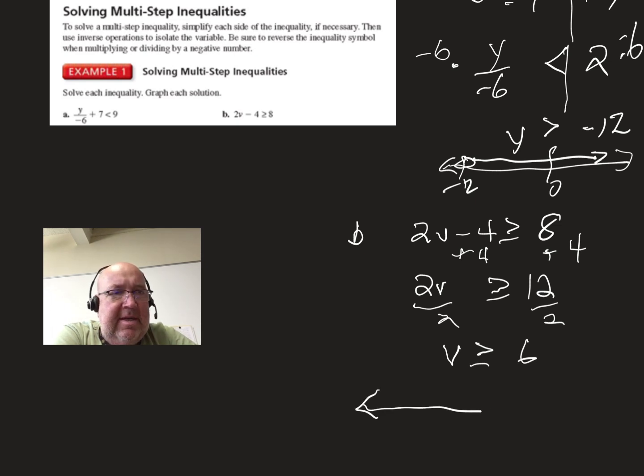Number line: 0, 5, 6. We're going to use a closed circle here, and the x values are greater going to the right.